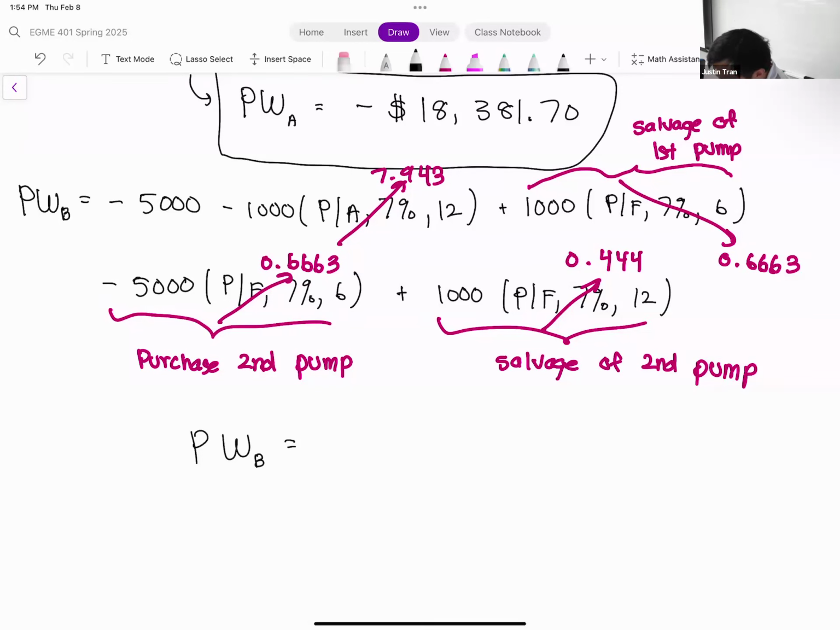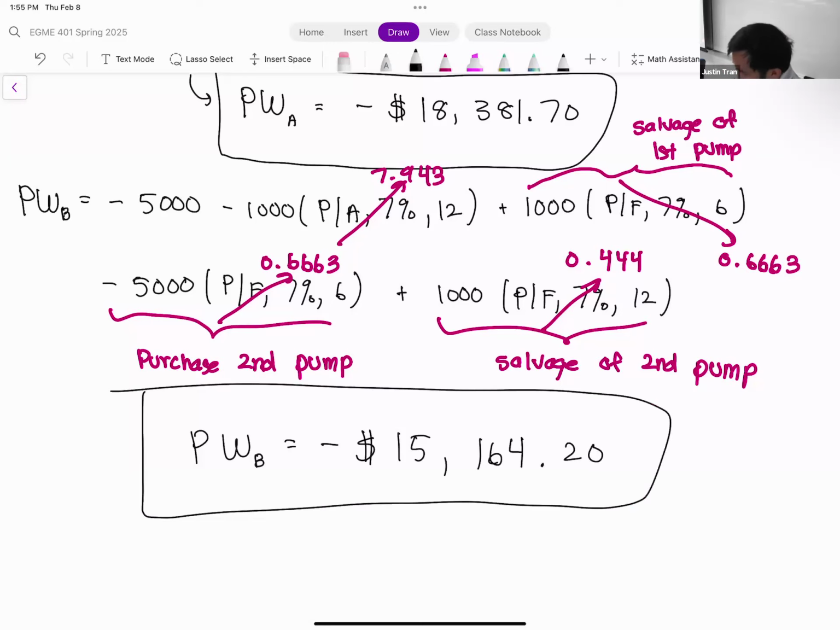But when you actually run the numbers for this, you actually get the present worth for pump B is minus $15,164.20. So even though pump B requires you to buy a replacement in year 6, it's actually over $3,000 more economically efficient, right? It has $3,000 less of present day costs that you can use for other stuff.